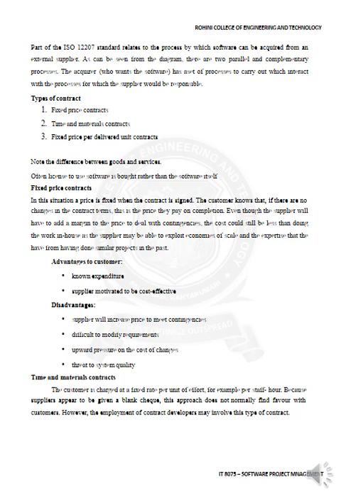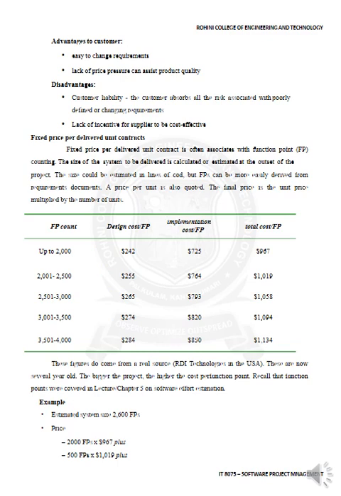Advantages: known expenditure, and the supplier is motivated to be cost effective. Disadvantages: it increases the price to meet the contingencies, it is difficult to modify the requirements, and it gives a threat to the system. Time and material contract: the customer is charged at a fixed rate per unit of effort, for example per staff. Advantages: easy to change the requirements. Disadvantage: a lack of incentive for the supplier to be cost effective.